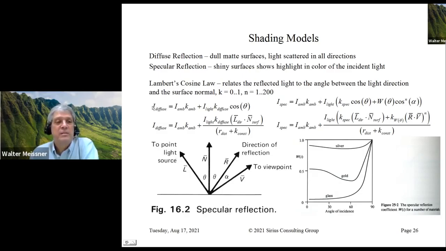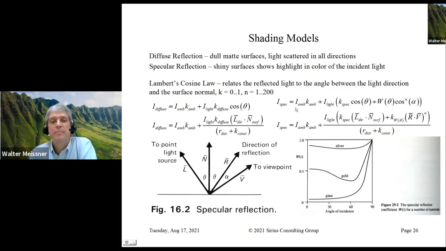So for the diffuse case, the illumination is the ambient illumination times the K factor for ambient, plus the illumination of the light times the diffusion factor times cosine theta. So this is dependent on how the light source is positioned relative to the normal. And of course, cosine theta can be rewritten as a dot product between the vector L and the surface normal. And because light falls off as 1/r², they use the distance r to simulate that, but it doesn't quite work as well, and they add a constant of some value to get the effect that they want.